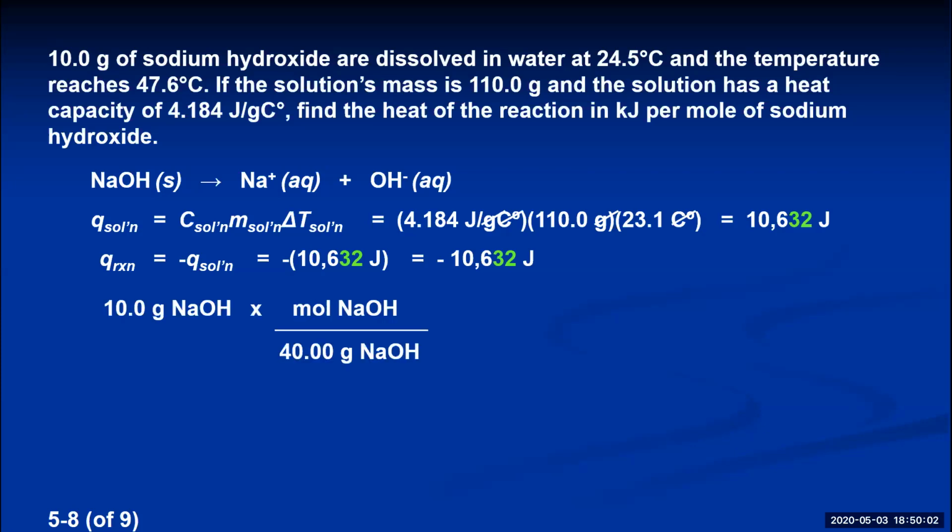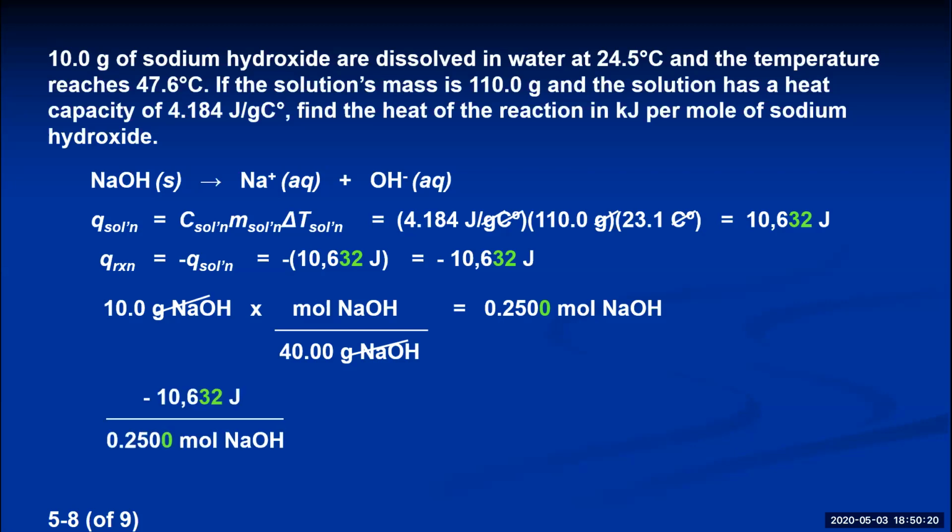take how much of the reactant you know reacted away, in this case 10 grams of sodium hydroxide, use its molar mass to convert the grams into moles, and we calculate that this calorimeter had 0.250 moles of sodium hydroxide dissolving. So we take the negative 10,600 joules divided by the 0.250 moles of sodium hydroxide. If we want it in kilojoules per mole, I'll need to do 1 metric conversion. 1 kilojoule equals 1,000 joules, so I'll arrange it with the joules on the bottom to cancel out. And the final answer comes out negative 42.5 kilojoules per mole of sodium hydroxide.